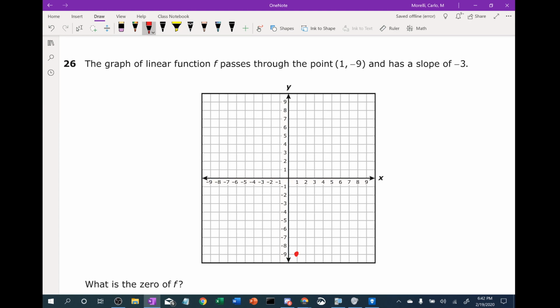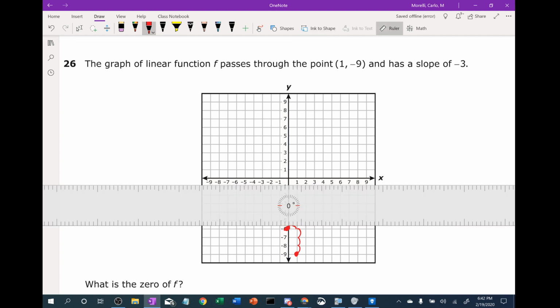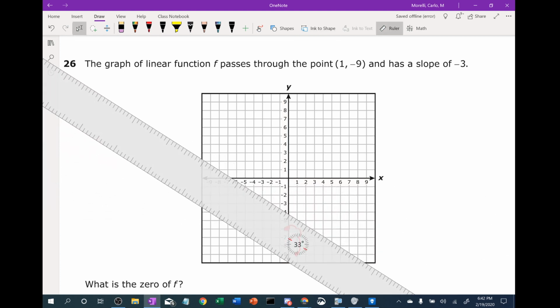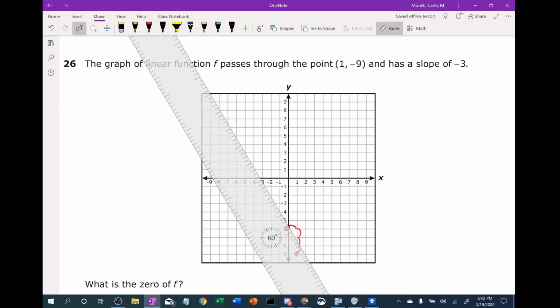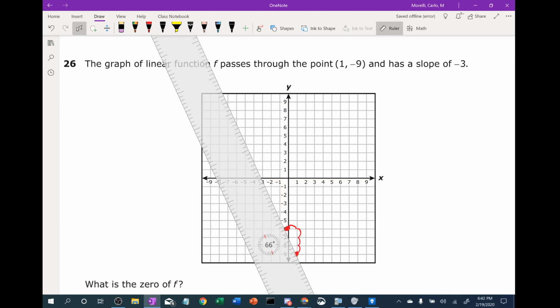So we can't go down 3 over 1. We would go up 3: 1, 2, 3, and then over 1 to the left. So your line would look like this.